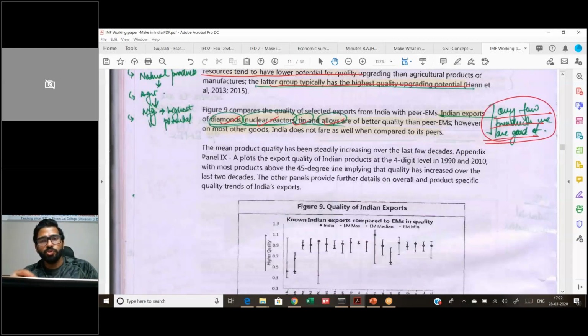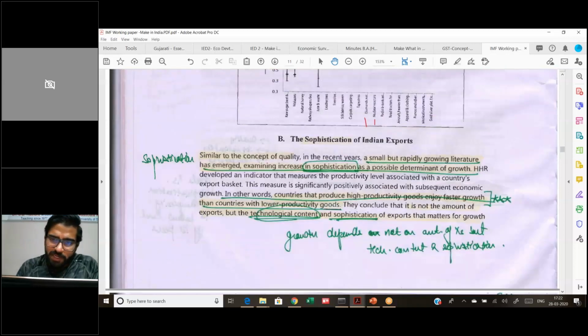So there lies a huge potential for India: India can venture out into manufacturing goods, and after you start manufacturing goods, you can improve the quality every year or with time. That was the quality aspect.